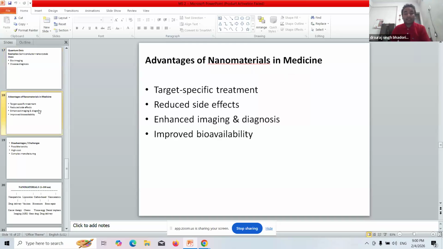The next is the advancement of the nanomaterials in medicine. Now, what are the advancements in the field of medicine? Again, target specific treatment, nanomedicine, which is now very popular. Not only in homeopathy, in allopathy also they accepted individualization. They accepted smart medicine. They accepted specific medicine. Next is reduced size effect.